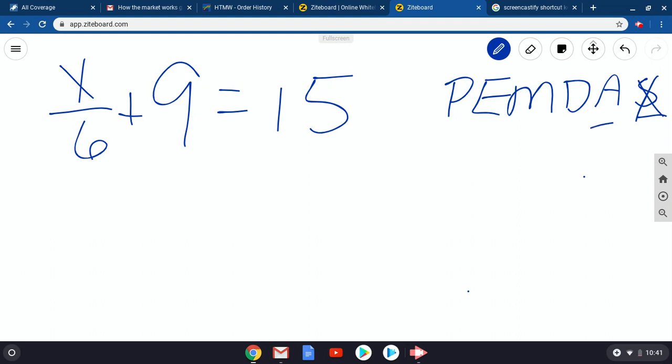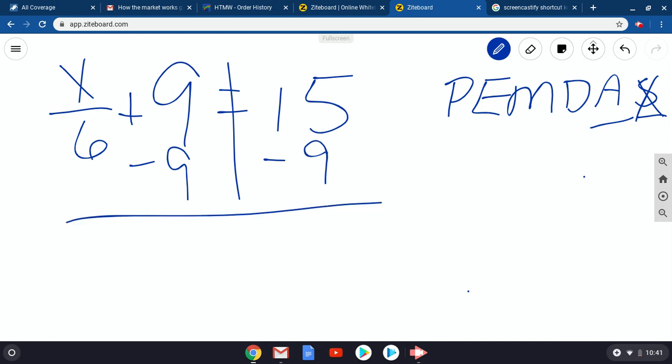Is there addition? Yes, there is. There's a plus 9. I want to do the opposite of plus 9, which is minus 9. I want to do that operation on both sides of the equal symbol. 15 minus 9 leaves me with 6, which equals x over 6. Now, x over 6 means x divided by 6. I need to do the opposite of divide by 6, which is multiply by 6 to cancel that 6 out.